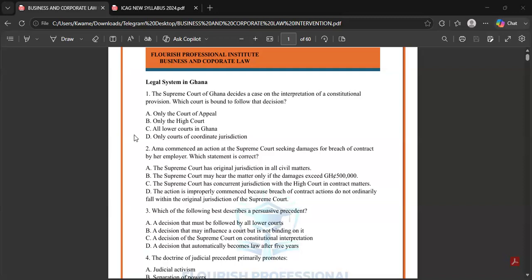But persuasive, for example, is where a similar issue happened outside the country, in a different jurisdiction, with different circumstances. That one is persuasive. It can influence the decision, but the court is not bound. The court is not bound that because a similar case happened in Nigeria and the person was given 15 years, we should also give the person 15 years here in Ghana.